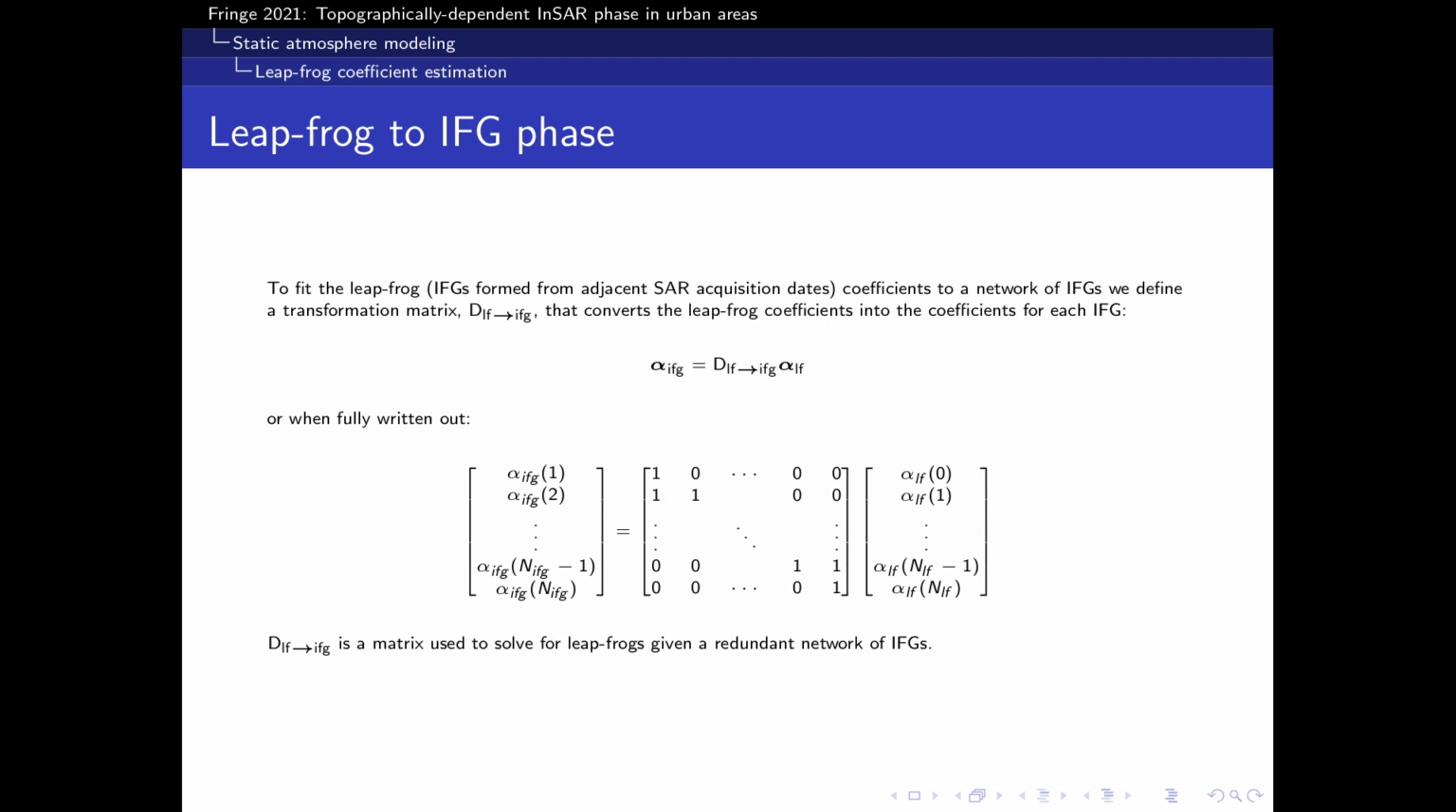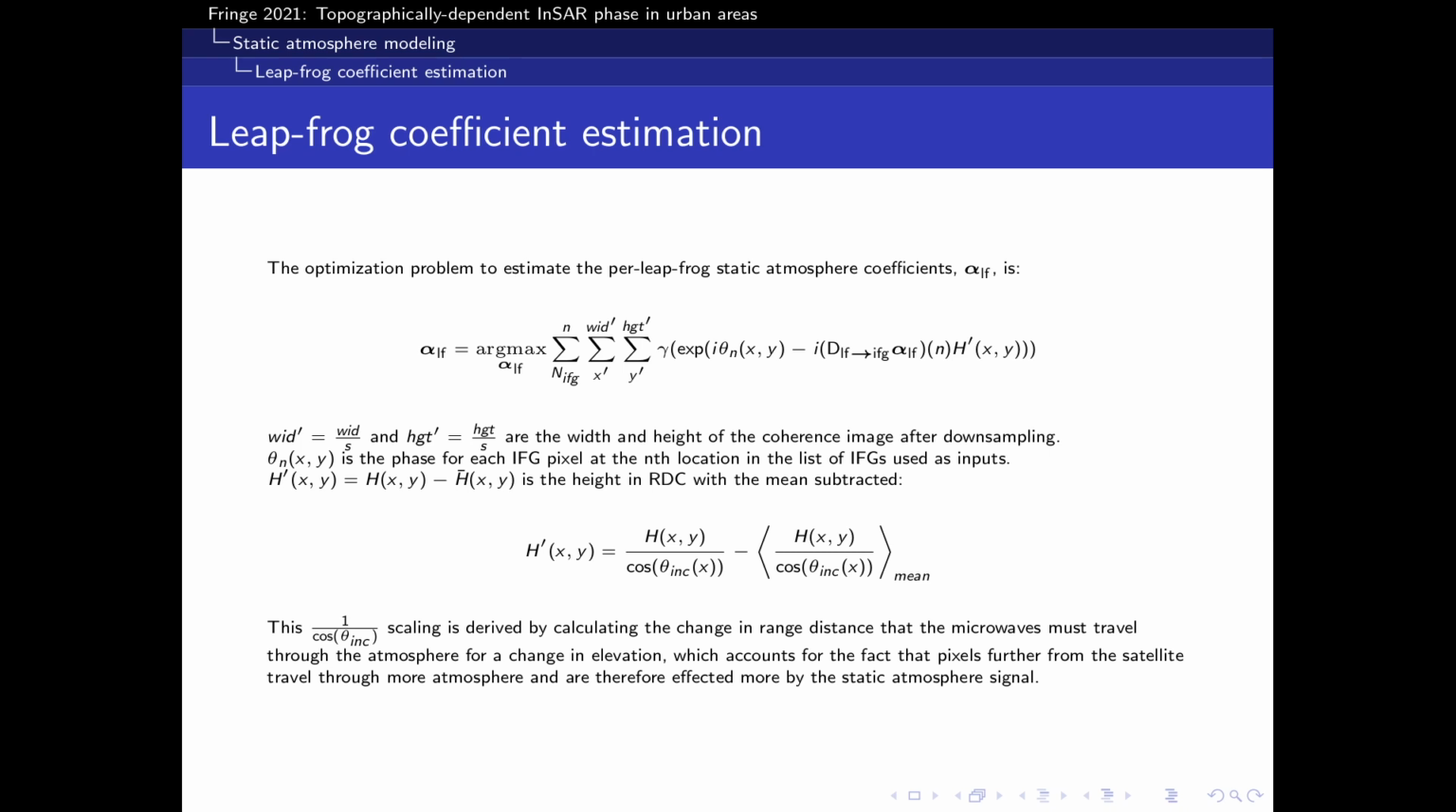The leapfrog interferograms are formed from temporally adjacent SAR scenes. Here we define a transformation matrix DLF to IFG that we use to solve for the leapfrogs from any other network of interferograms. This enables us to write out the coherence maximization function to consistently solve for the leapfrog coefficients.